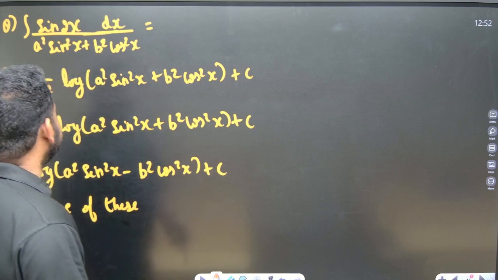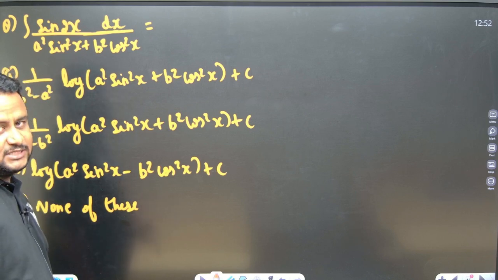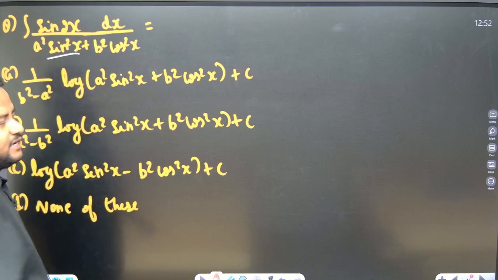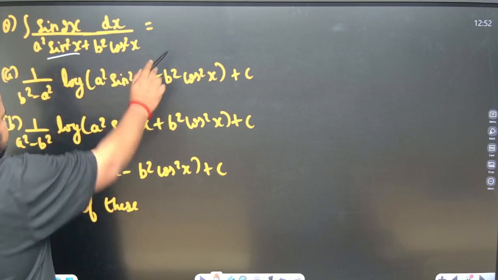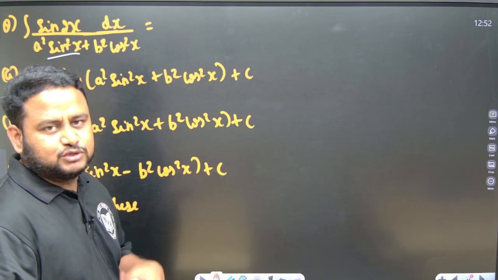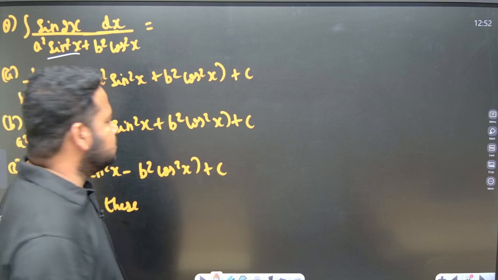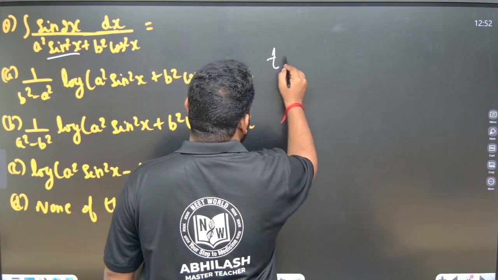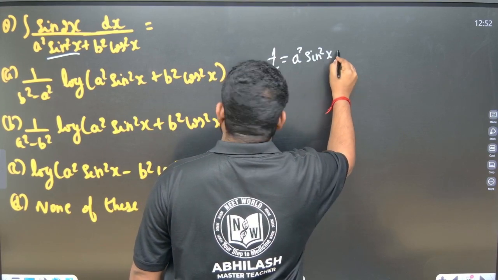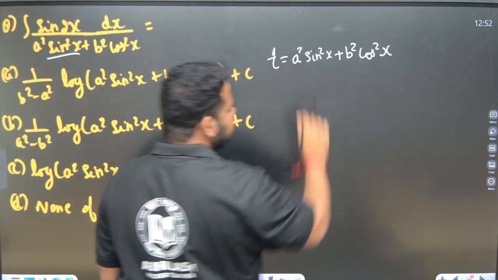One thing is you can take t is equal to sin square x. You can take either t is equal to sin square x, or you can take the entire denominator. Like I told in the previous question, you can substitute for the entire denominator. I will take the entire denominator as t and solve the question. So let us take t is equal to a square sin square x plus b square cos square x.